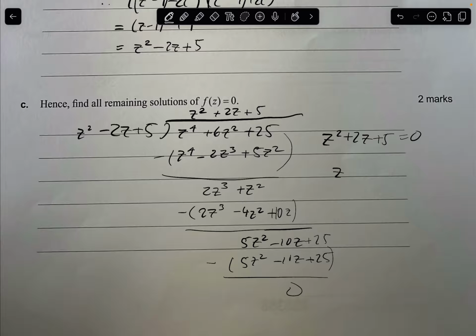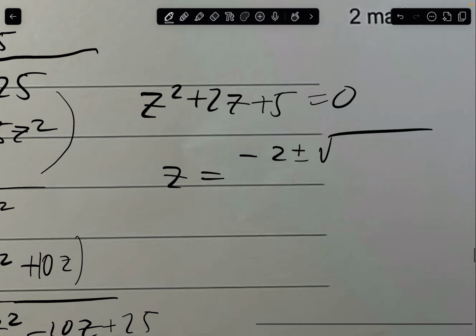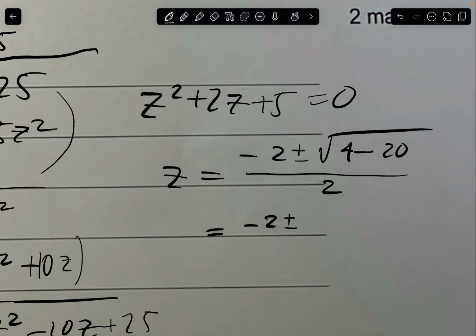And you can use the quadratic formula, negative 2 plus or minus square root of 4 minus 20. What have I done this time? Oh, they're all complex. Over 2, which is negative 2 plus or minus 4i over 2, which is negative 1 plus or minus 2i.